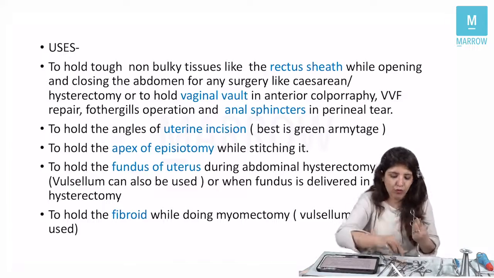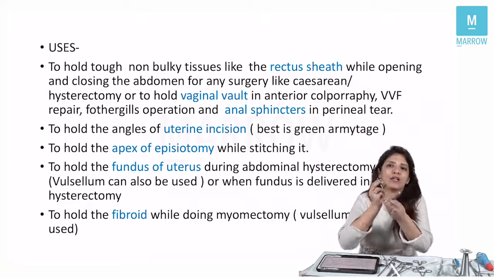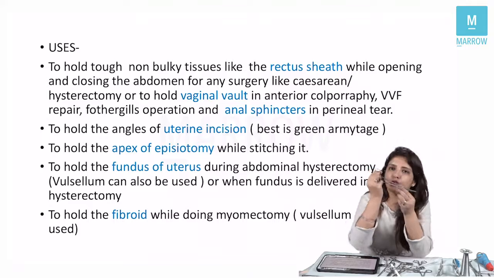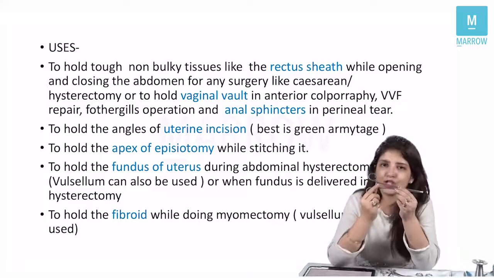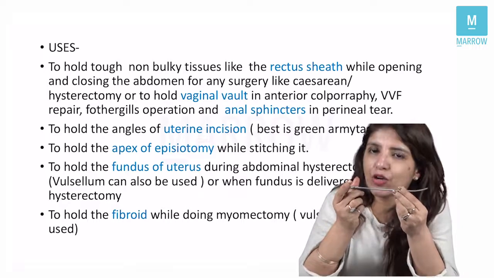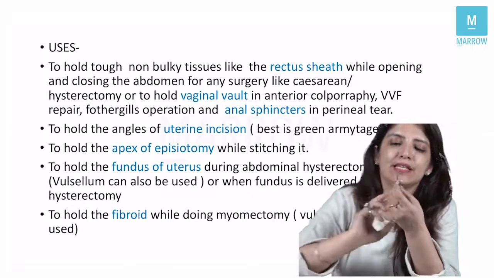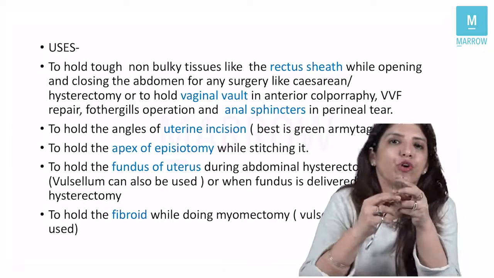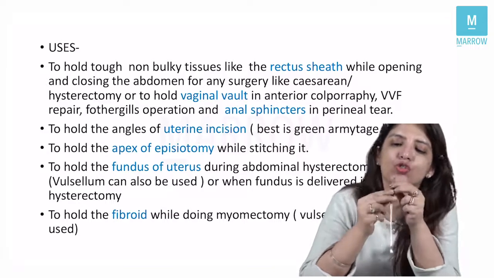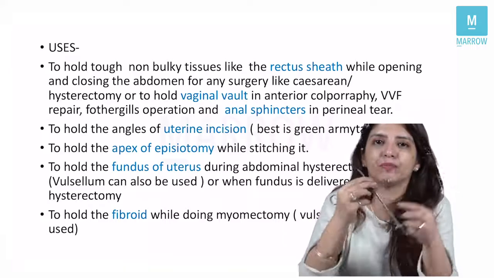Now, one more forceps which is used and is a little similar to Alice forceps is the Cocker's forceps, right? Cocker's forceps also has a ratchet, right? How are you going to identify Cocker's forceps? When you open Cocker's forceps, you will see that it has one tooth on one blade and two teeth on the other blade. That's the identification mark. One tooth.